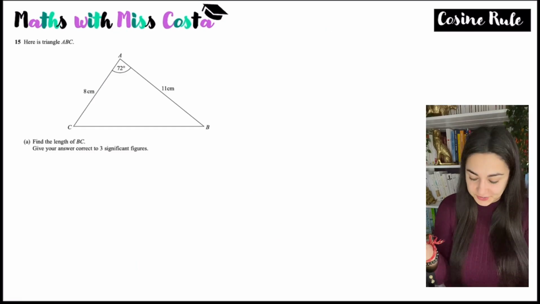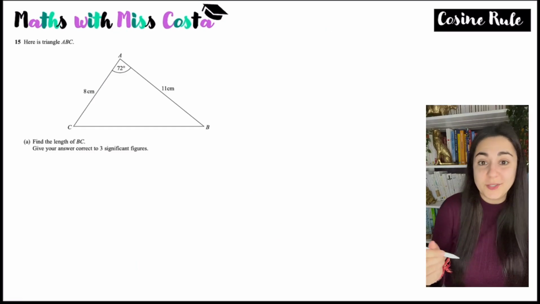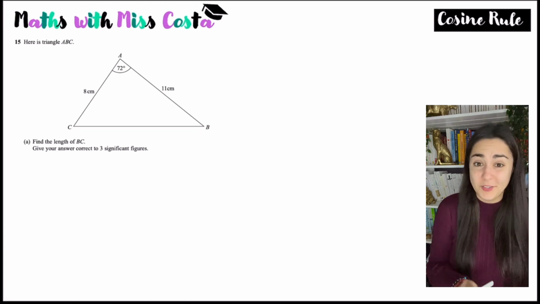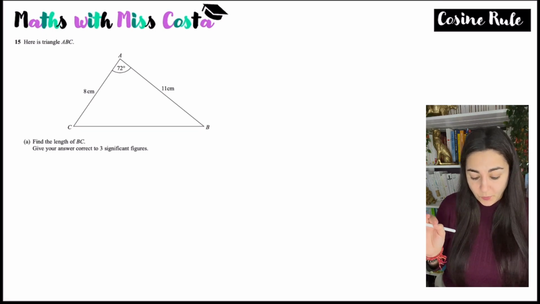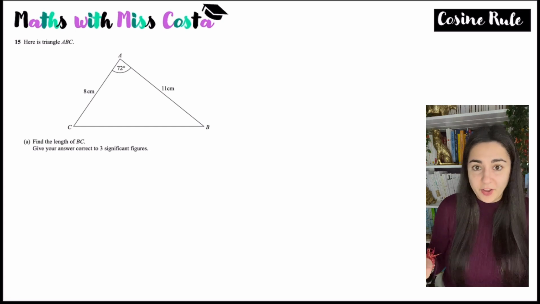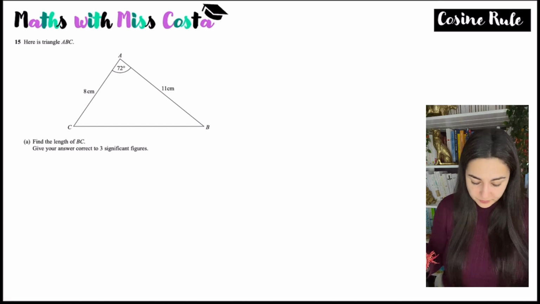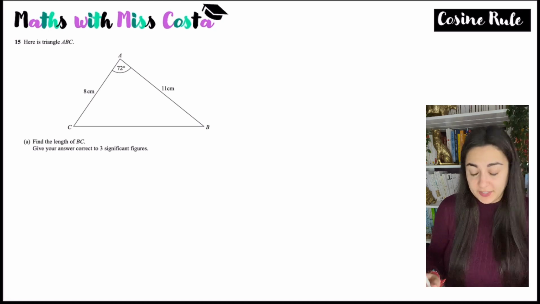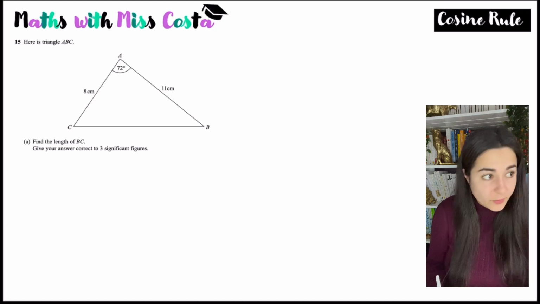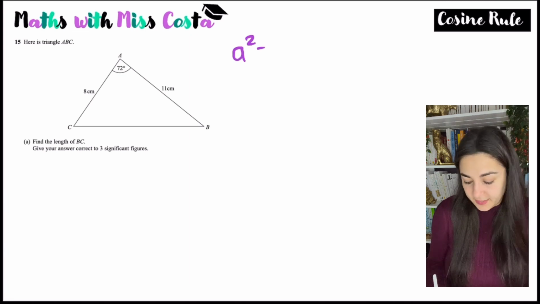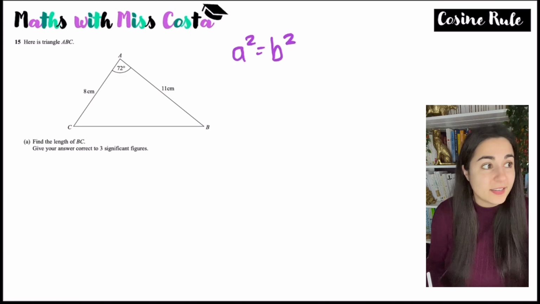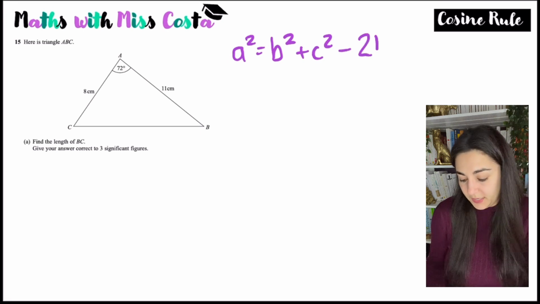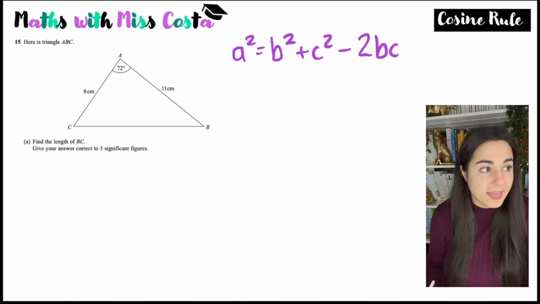Okay, so this question, we are given a triangle. It is a non-right angled triangle, which means trigonometry, Pythagoras, all of that is not going to work. So what I'm going to have to use is either the sine rule or the cosine rule. Now over here, I'm being asked to find the length, so I'm going to use the cosine rule. So I've got a squared is b squared plus c squared, take 2bc cos A.